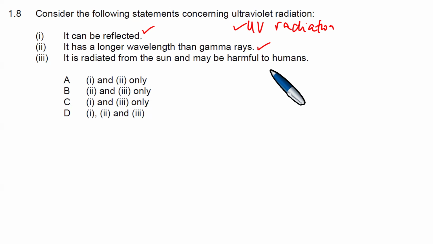Okay, we continue. So in 1.8, therefore, the correct answer is option D. So it can be reflected, yes. It has a longer wavelength than gamma rays. That is true. It is radiated from the sun, may be harmful to humans. Yes, it causes sunburn. It actually scorches humans. It affects humans. So the UV rays, you might need some sun cream to make sure that you don't burn too much in the sun. And these UV rays are the culprit. Okay, they really have a negative effect on the human skin. So something to take note of there.